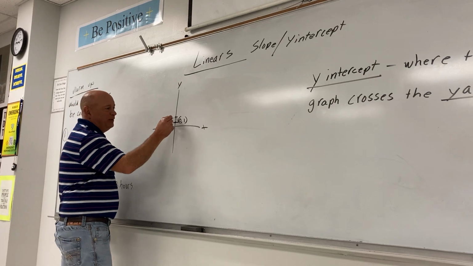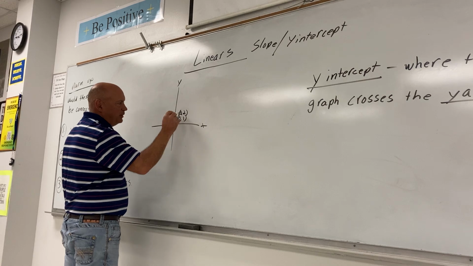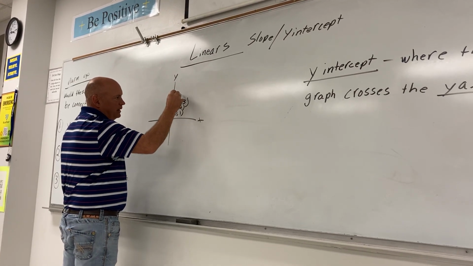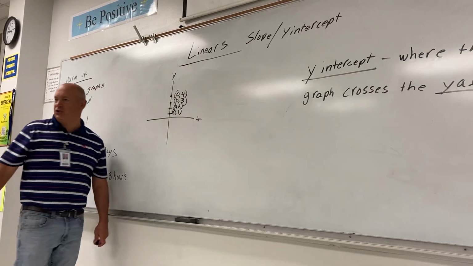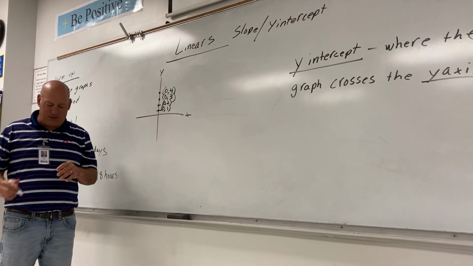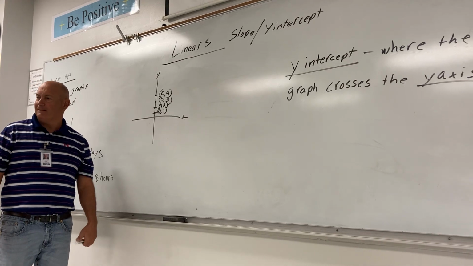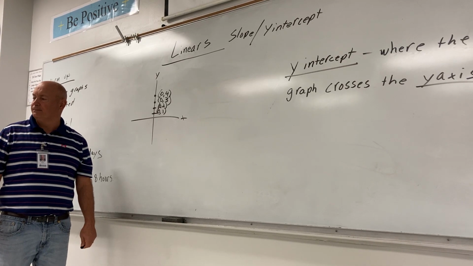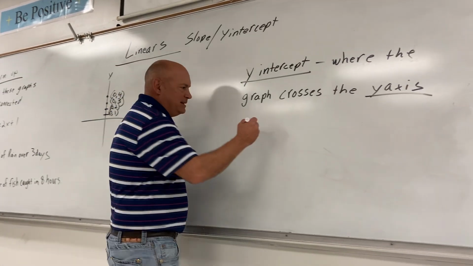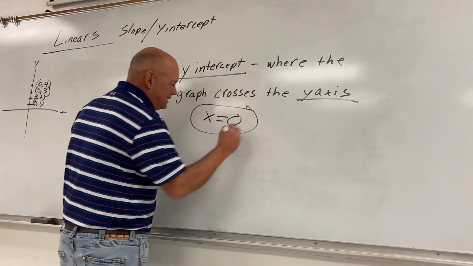Okay. All right, what's the point right above it? 0, 2. What's the point above that? 0, 3. What's the point above that? 0, 4. We can keep going, but I think we've got enough information. If the graph crosses the y-axis, what number do you see over and over and over again? 0. Where do I see a 0? In the x column. Are you with me? That is the best definition for the y-intercept. It is where x must equal 0.